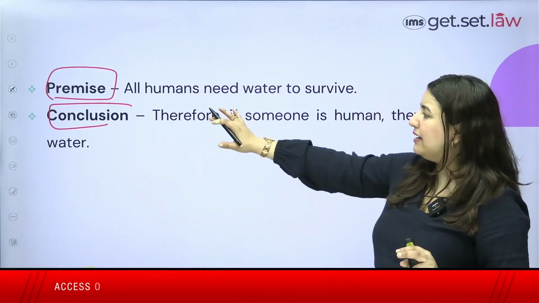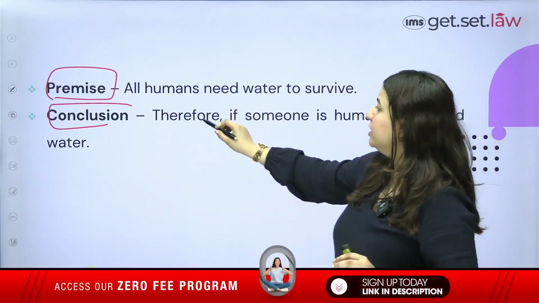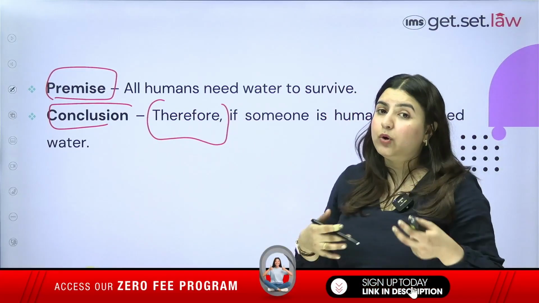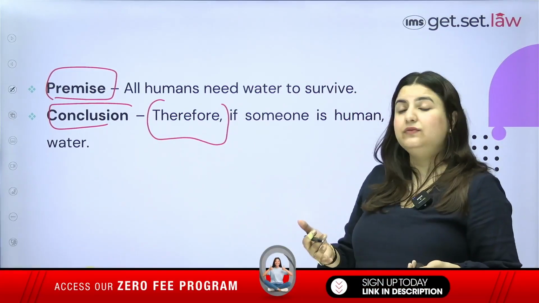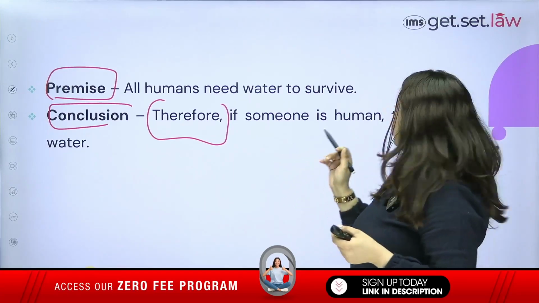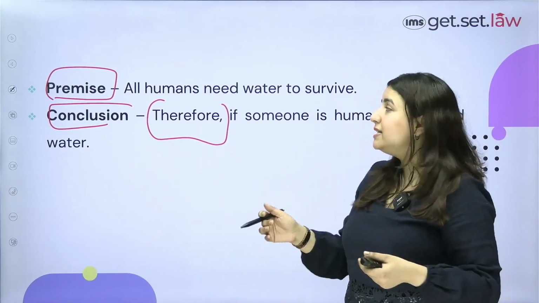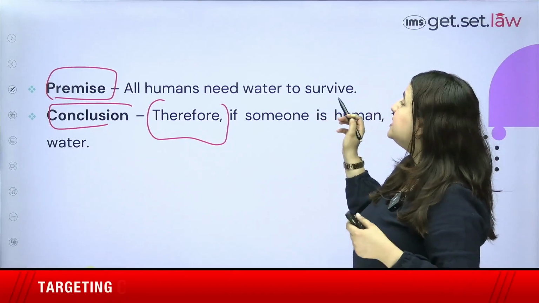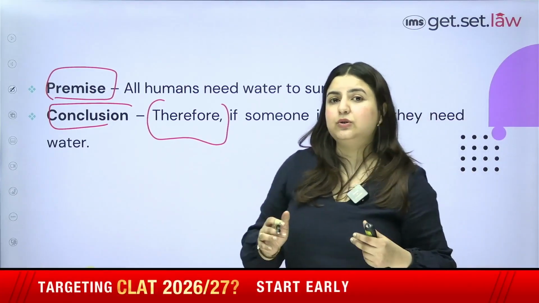Very simple. So you have a premise and you have a conclusion. My conclusion is the main point that I'm trying to convince my readers of, that if somebody is a human, they need water. And why am I saying this? Is because all humans need water to survive. Now listen to me, students.